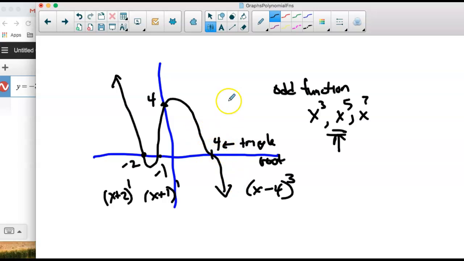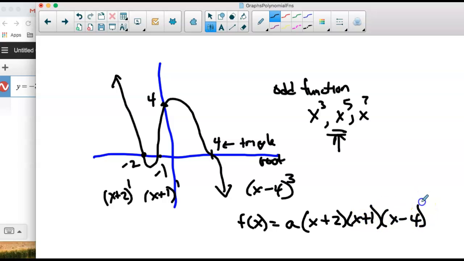If it just touches, it's a double root. We did that earlier, but I wanted to show you this triple root and what it looks like. So in this case, you've got to watch out for that. Okay, so that means my function is some value we don't know, a, times x plus 2, x plus 1, and x minus 4 to the 3rd power.